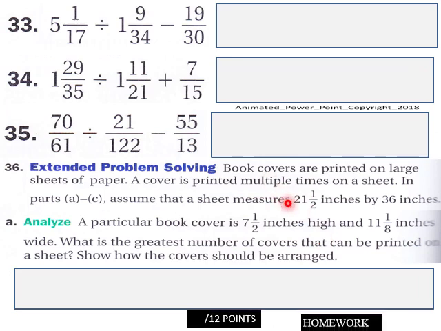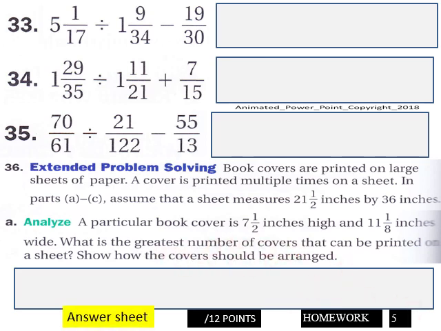Page 5, you got, solve these problems here. And then down here, 36, you got a word problem, book covers, blah, blah, blah. Here's a specific case. What is the greatest number of covers that can be printed on a sheet? And then put your answer down here. And then show how the covers should be arranged and make a little diagram for that. So you got 12 points here, page 5.